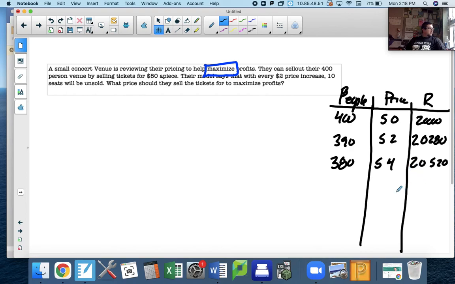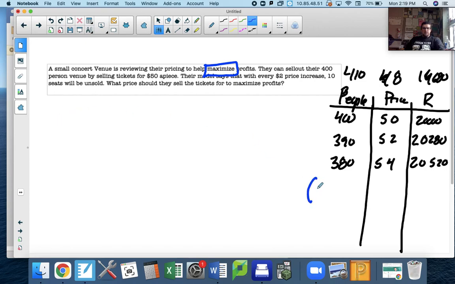The problem is there's a point, like even if we drop the price, 10 more people show up at $48, they actually lose money on that deal. So we're trying to find out when it changes. You could guess and check for these in math class types of problems, but we want to set up the equation that way we can find it no matter what problem we have.